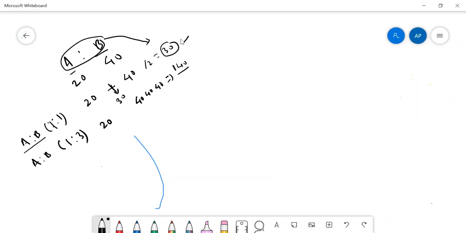140 by 4. The sum of the entire group's marks divided by the number of people, you will get here 35.